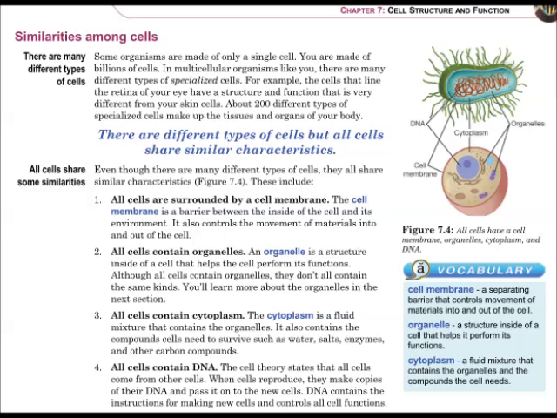3. All cells contain cytoplasm. Cytoplasm is a fluid mixture that contains the organelles. It also contains the compounds cells need to survive, such as water, salts, enzymes, and other carbon compounds.